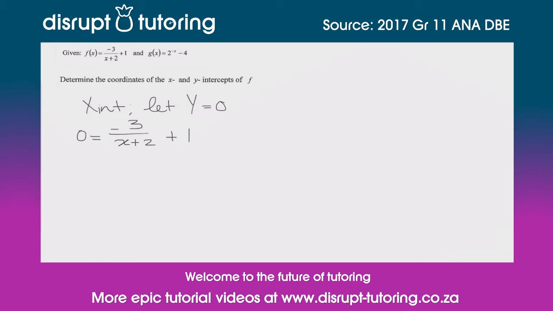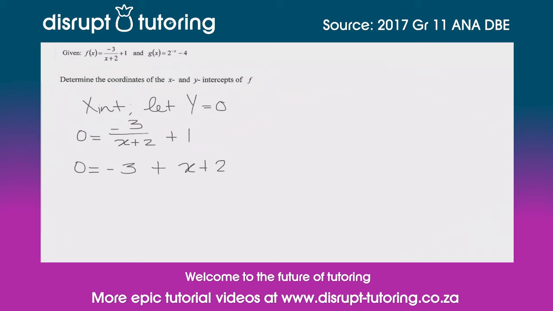So we're going to times the 0 by x plus 2. That's going to give us 0. When we times minus 3 over x plus 2 by x plus 2, the x plus 2's cancel out, and we're simply left with negative 3. And then we're going to plus 1 times x plus 2, which would simply be x plus 2.